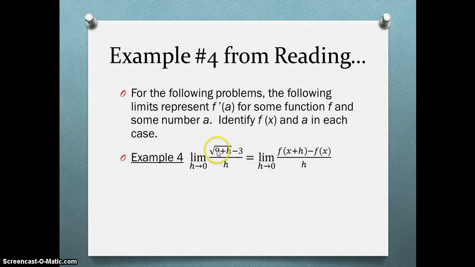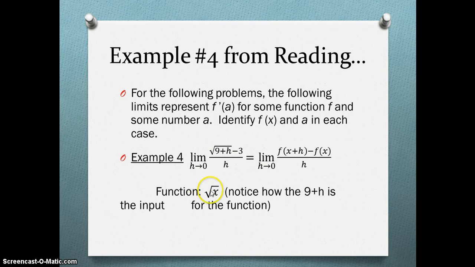Because we've plugged in a 9 plus h into the square root function, the h matches perfectly, and our x must be equal to 9 because we've got the square root of 9 equal to that 3, that extra part we got here. So in other words, our f of x, our function, is square root of x. Notice how the 9 plus h has been the input for the function. And then take that back, the value of a should be 9, not 3. Seeing if you're paying attention.